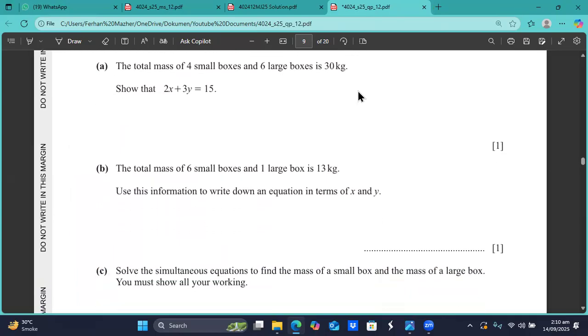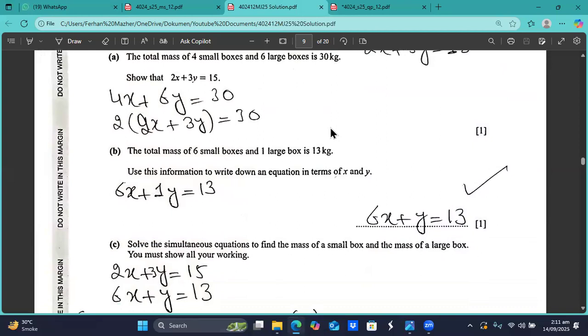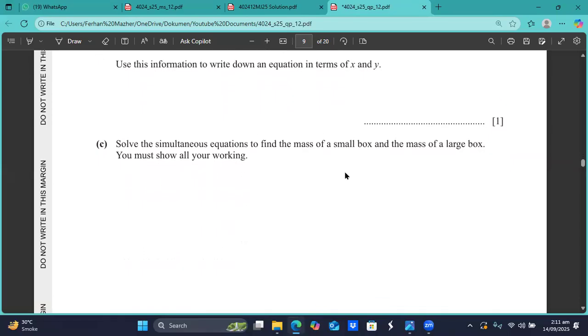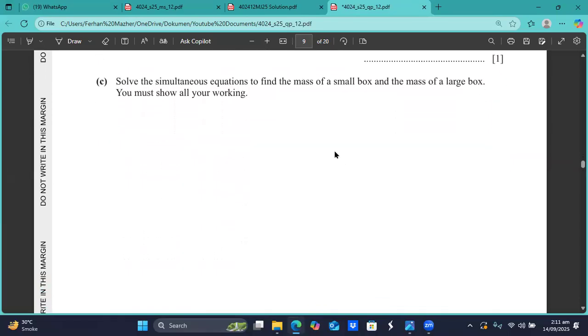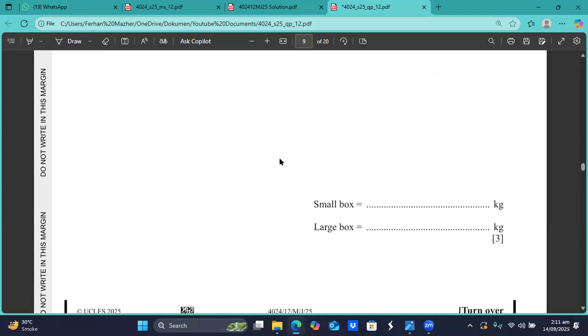And they say the total mass of 6 small boxes and 1 large box is 13 kg. So it's 6x plus y equals 13. Use this information to write down an equation in terms of x and y. Okay, so we can write this very simply: 6x plus 1y is equal to 13. Then they say solve the simultaneous equations to find the mass of a small box and the mass of a large box. You must show all your working, and it's a three marks question.